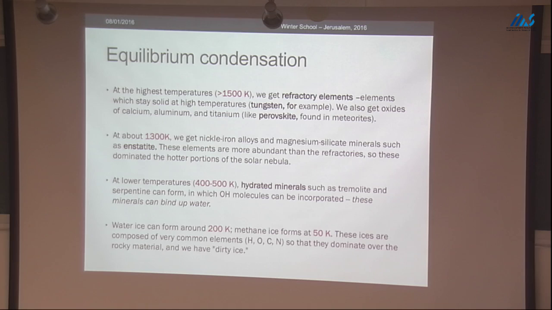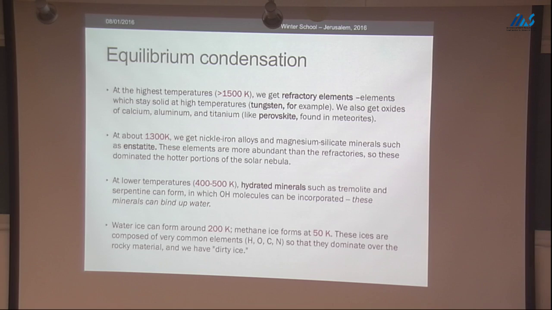So, coming back to the disk, before planets are formed, or why they're formed, of course, we're talking about a disk that is still quite hot, and in particular, it's very hot in the parts that are close to the star. And so at the very high temperature close to the star, a temperature hotter than 1,500 Kelvin, that's where we get mostly refractory elements.